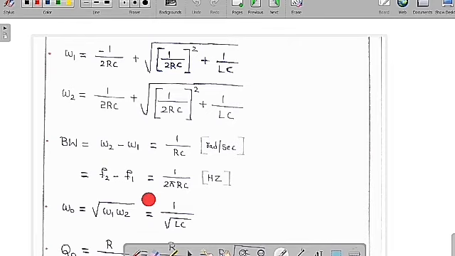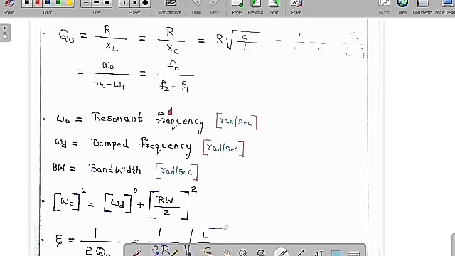So always, no matter whether it is series resonance or parallel resonance, the resonant frequency is equal to the geometric mean of the cutoff frequencies, which is omega 0 is equal to under root over omega 1 into omega 2, which is under root over 1 by LC. Now the quality factor of the parallel RLC is the reverse of the series RLC. So R by XL is equal to R by XC is equal to R into under root over C by L, you are going to get. But this is the standard formula, which is the ratio of the resonant frequency to the bandwidth, which is omega 0 by omega 2 minus omega 1, equal to F0 by F2 minus F1.